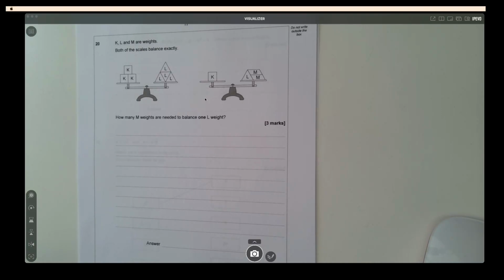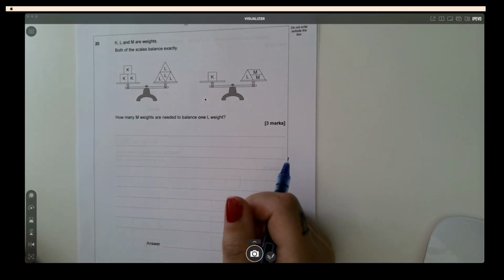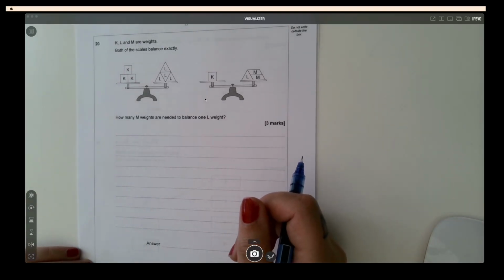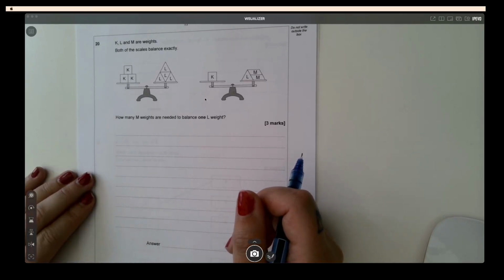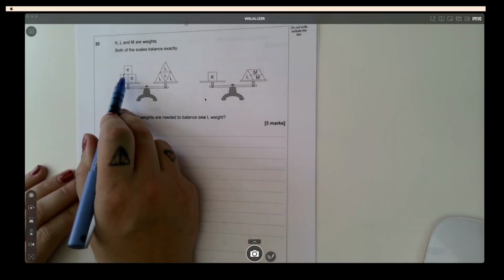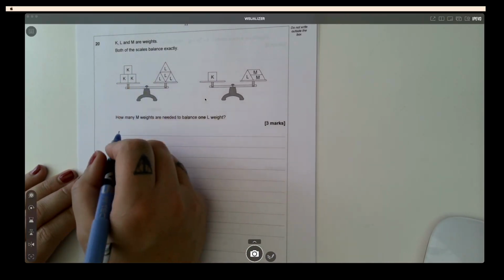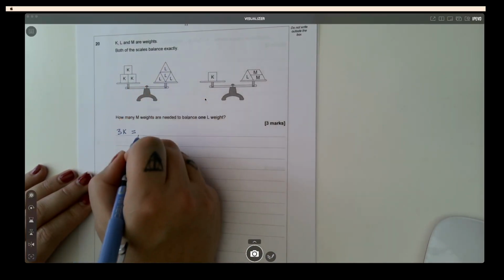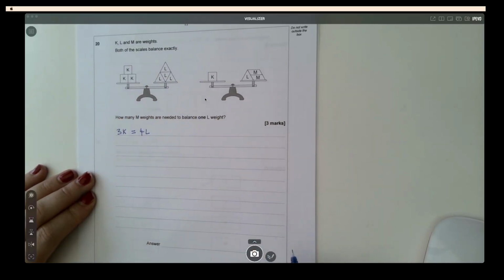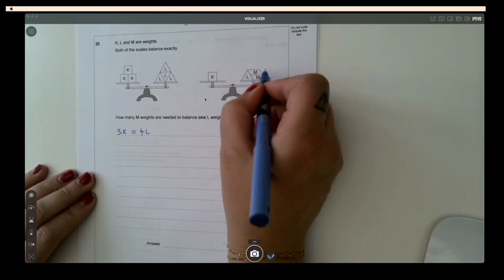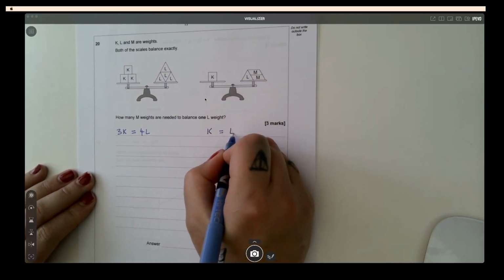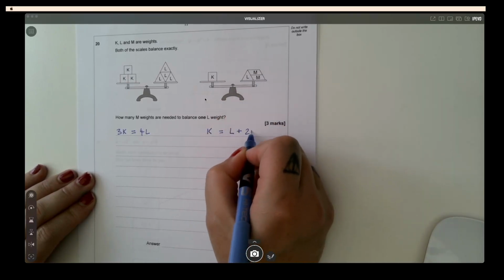Question 20. K, L and M are weights. Both of the scales balance exactly. How many M weights are needed to balance 1 L weight? Okay, so what have we got here? So this scale is balanced, so 3 K weights is equal to 1, 2, 3, 4 L weights. Okay, and then on this scale, 1 K weight is equal to 1 L weight plus 2 M weights.